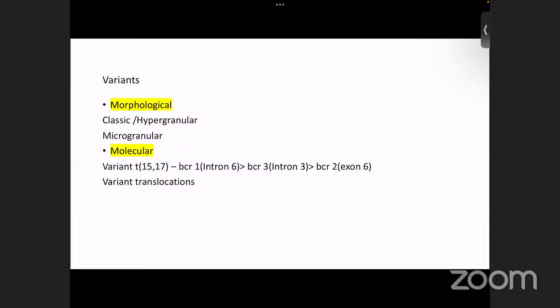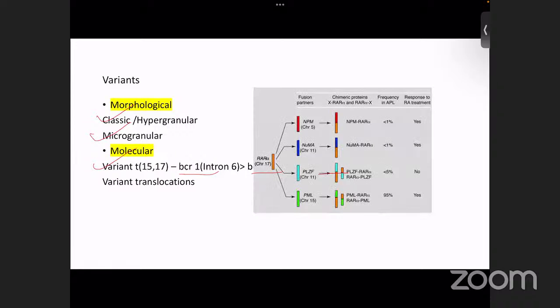Okay, so morphologically there are 2 variants: the classic hypergranular variant, which is the commonest, and the microgranular variant. Molecular, the standard is t(15;17). There are variants of t(15;17). Even for the translocation, variants include the cluster breakpoints as per the breakpoint where it has fused. BCR1 is more common and BCR3, BCR2 is the least common. Okay, and variant translocations are available, with partners other than PML-RARA, basically with NPM, NuMA.